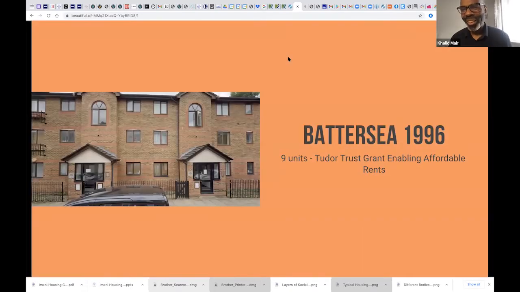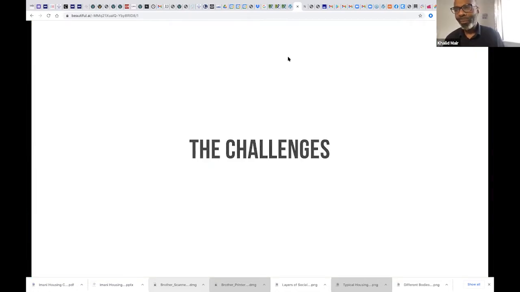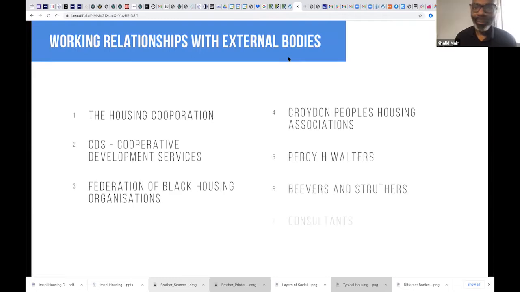And this was our first property in Tooting Broadway, Balham, in 1995. The last property that came out of the funding was in Battersea in 1996. Our challenges were that we had to negotiate all of the working relationships with external bodies, the Housing Corporation being one. Once they gave us the money, they sought to hold us to account, and they had an inspectorate team, which at times we thought was a bit too vicious towards us.